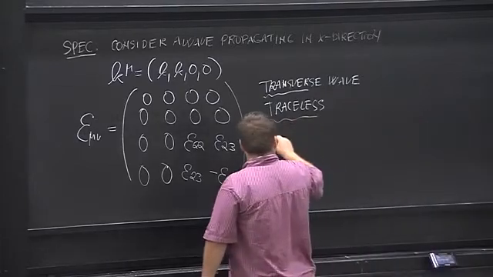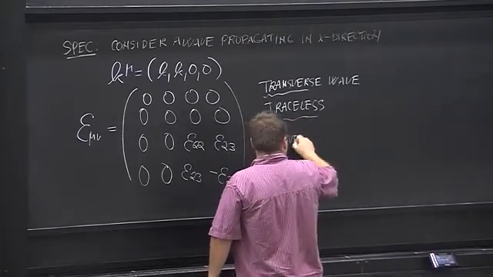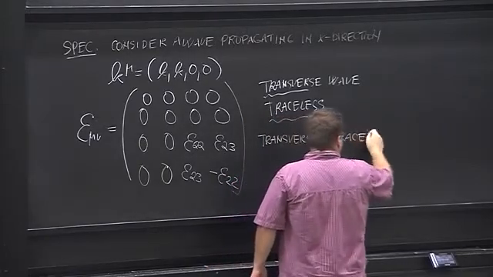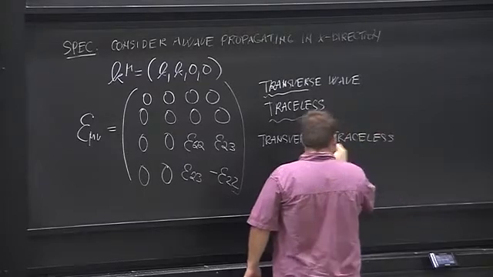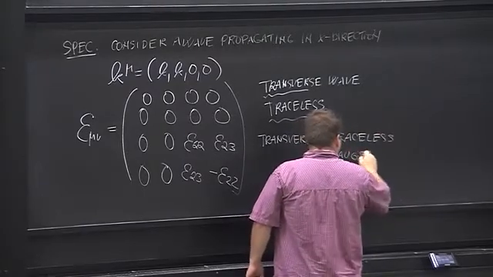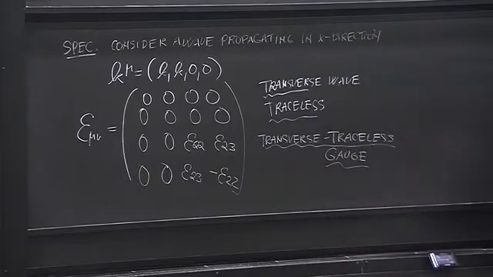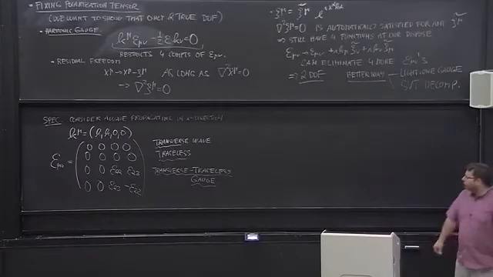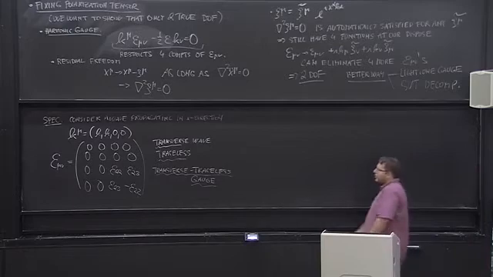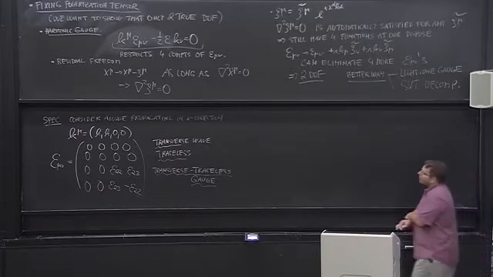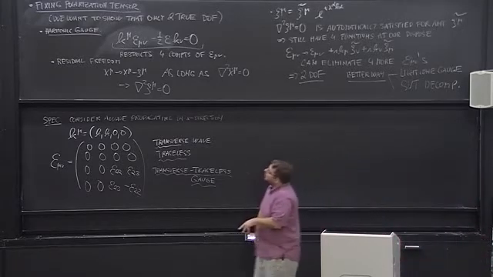So that's why it's called transverse traceless gauge. The only things happening are in the y and z directions, and moreover, the trace of my polarization tensor is equal to 0. So I just want to stress one thing.